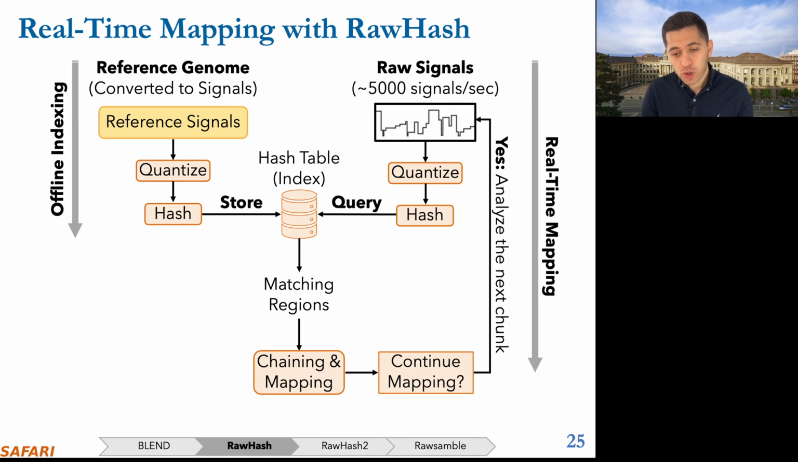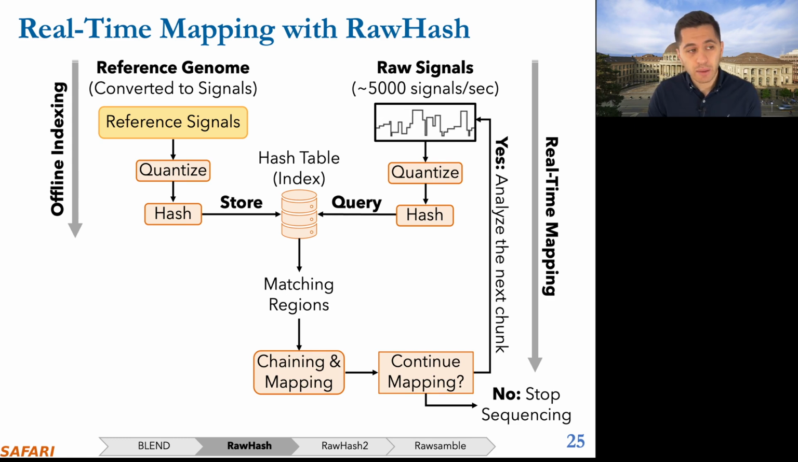If we need to sequence more to answer this question, we retrieve the next chunk of streaming data and perform similar computation in real time. If not, we can stop sequencing, reducing sequencing time and cost.